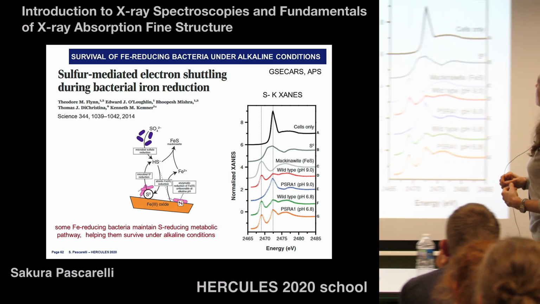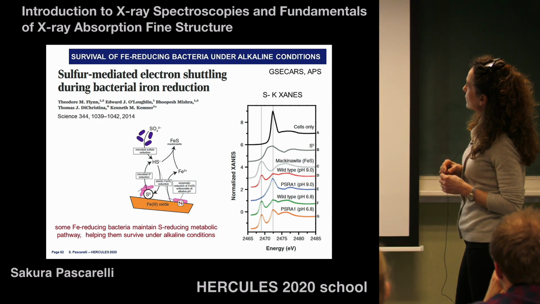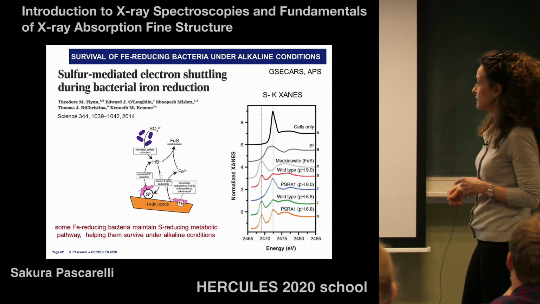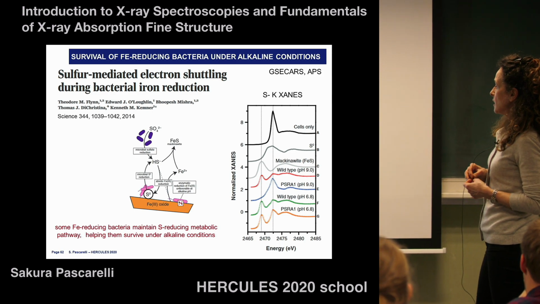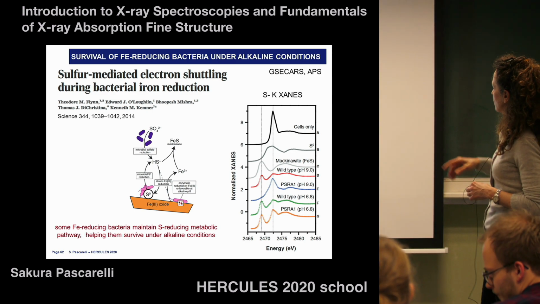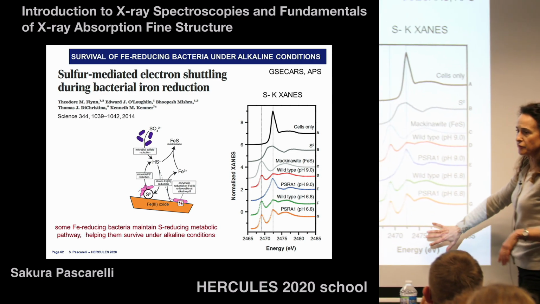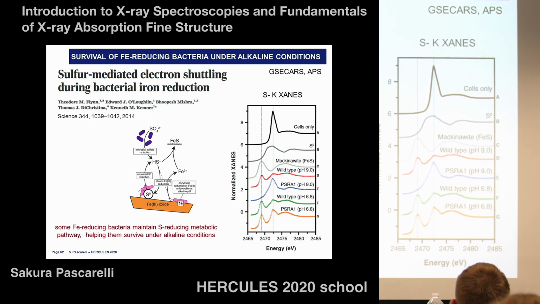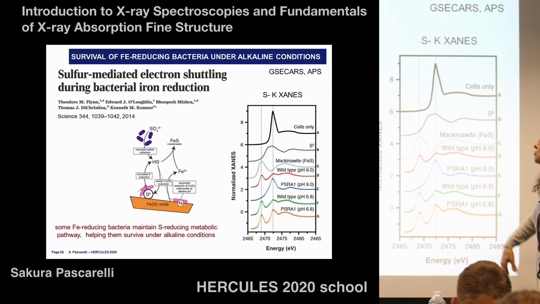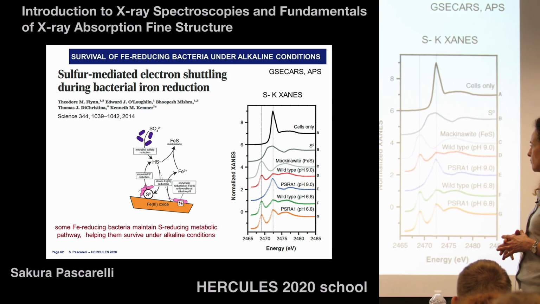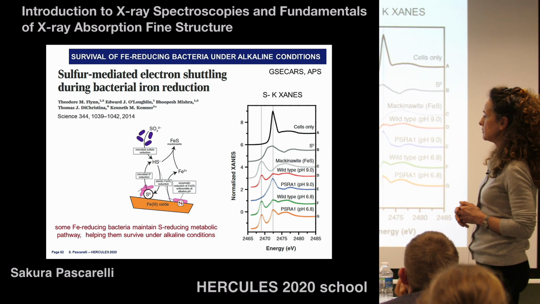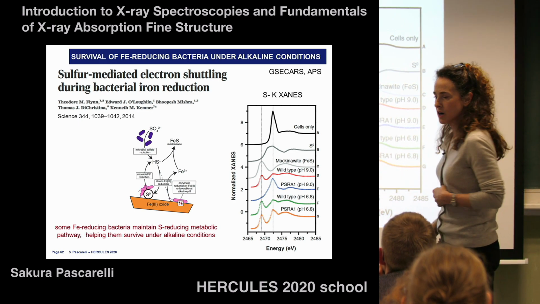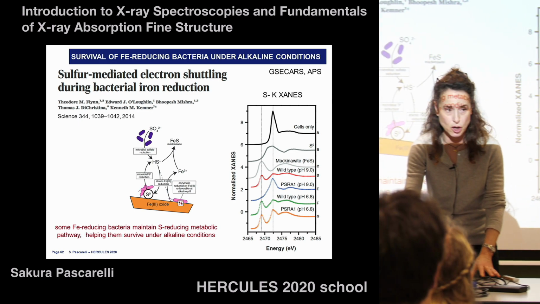So here, this is work done at APS. Here they were looking at iron-reducing bacteria, just to show you the kind of things that you can do with XAFS. They were looking at, I think this was sulfur, yeah, sulfur K-edge. It's not common to do sulfur because it's very low energy. We have here one beamline that does it, but it's very low. And well, they were able to identify the path, I mean, the different structural changes that occur when these bacteria are actually doing their job.